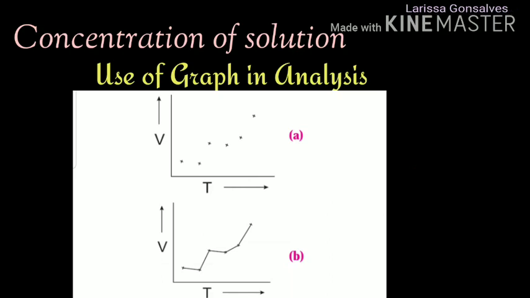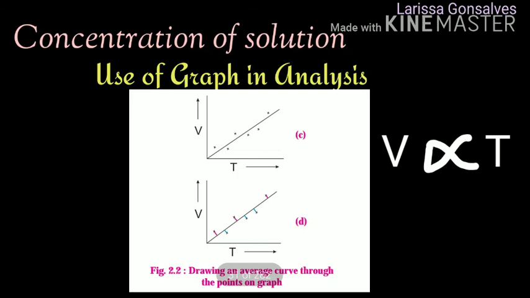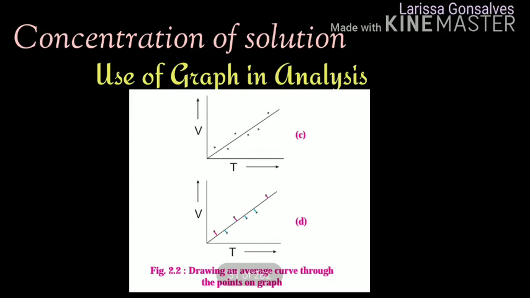A zigzag pattern usually results when there are errors caused due to no proper measurements taken in an experiment. Whereas if you observe this figure here, there is a smooth curve which can be called the average curve which passes through these points. Now from this graph, we see that there is a straight line and you can conclude that volume is directly proportional to temperature. In this graph, volume is taken on the y-axis and temperature is taken on the x-axis.